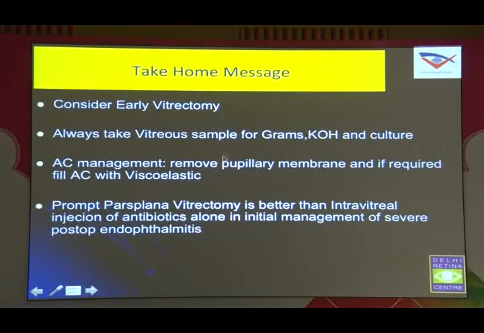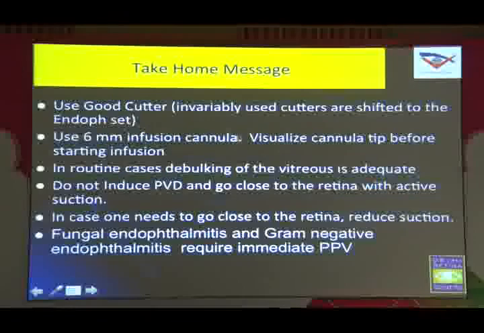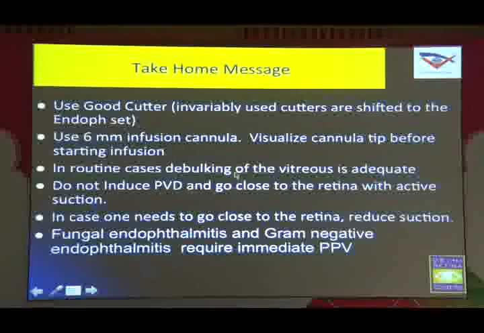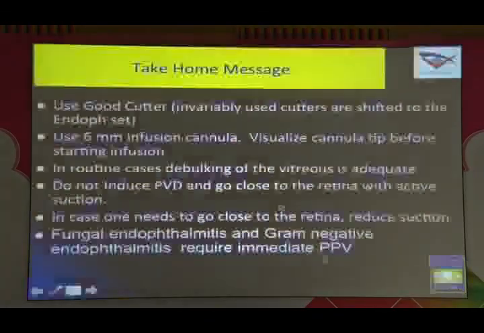AC management is extremely important, because it will help you do a better vitrectomy. Prompt pars plana vitrectomy must be done, and intraocular antibiotics injected. Use a good cutter, use a 6 mm infusion cannula. Do a debulking of the vitreous as much as possible. Do not induce a PVD. If the PVD is already there, yes, then it's worthwhile completing the vitrectomy. And for patients who have a fungal endophthalmitis or a gram-negative endophthalmitis, they require immediate vitrectomy.